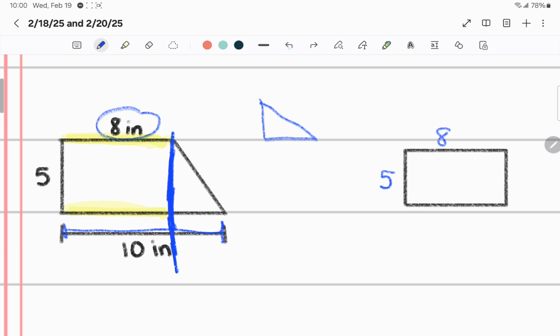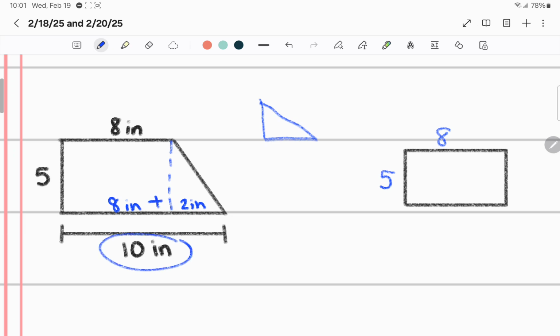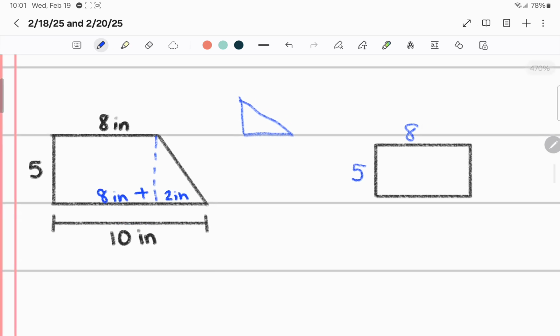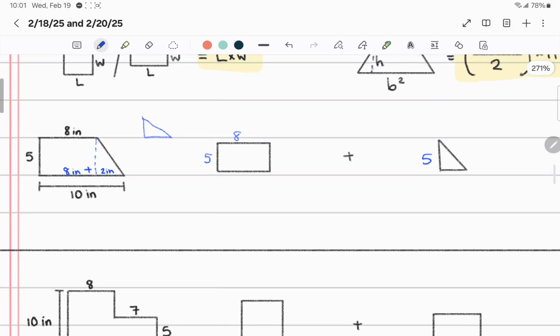Okay, so remember, when you're splitting your rectangle, whatever number you have at the top or the side for the rectangle, you want to subtract it from the bottom. So again, 8 is up here, so we want to put 8 down here. Since this is 8, this would be 2. 8 plus 2 gives me 10. So for my triangle, our base is 2. And then now you want to just apply each of your formulas.